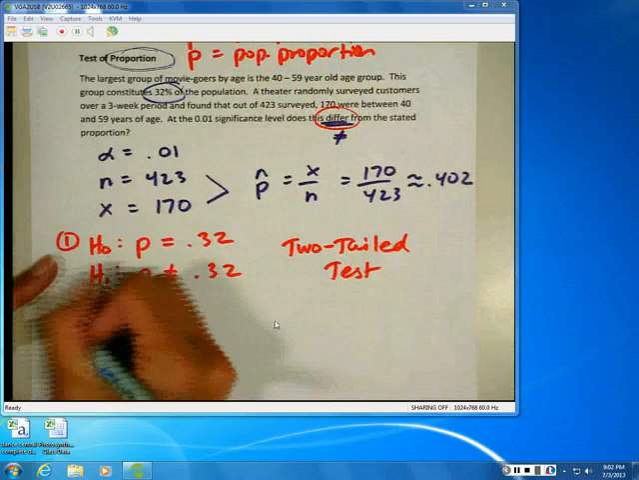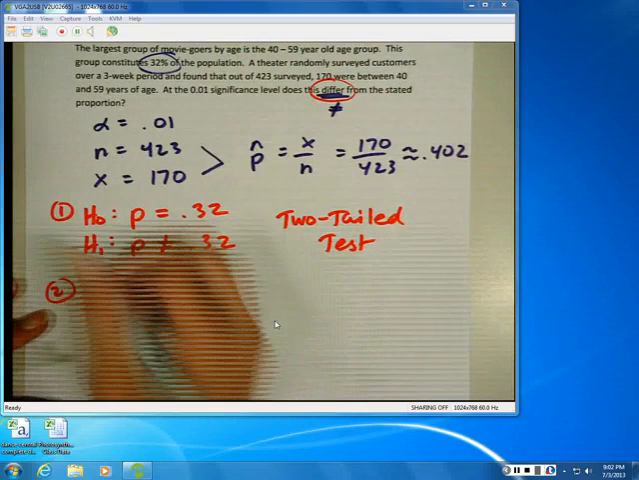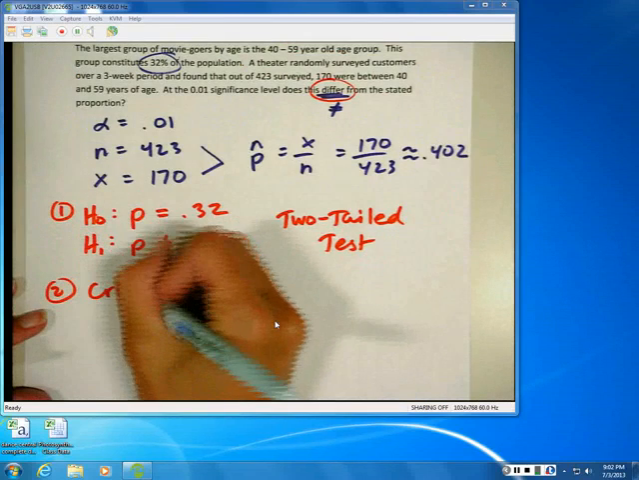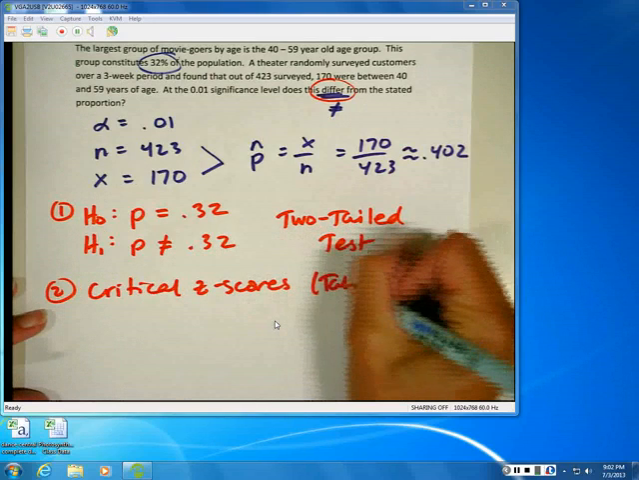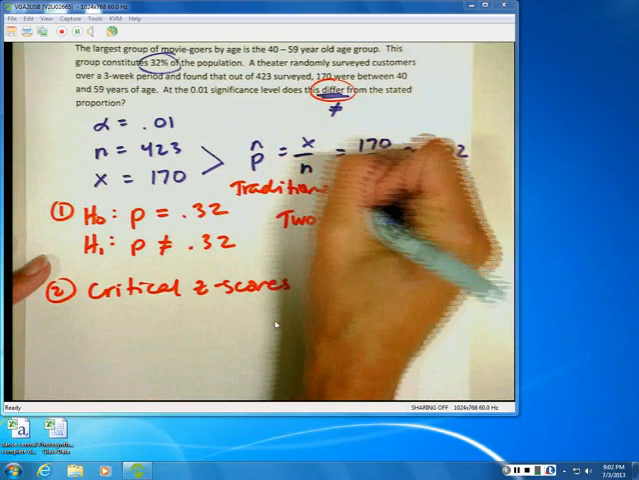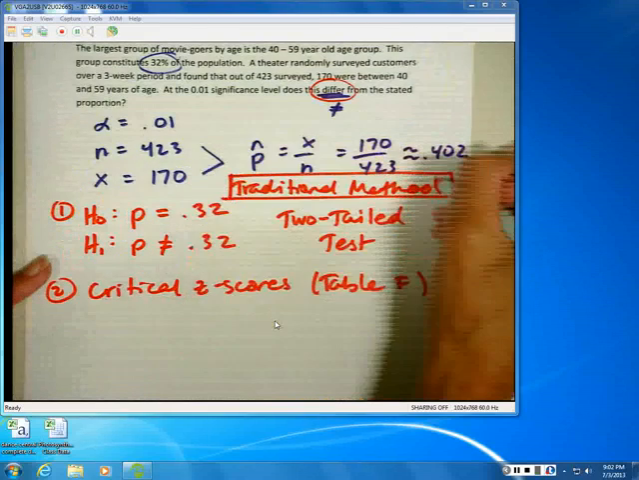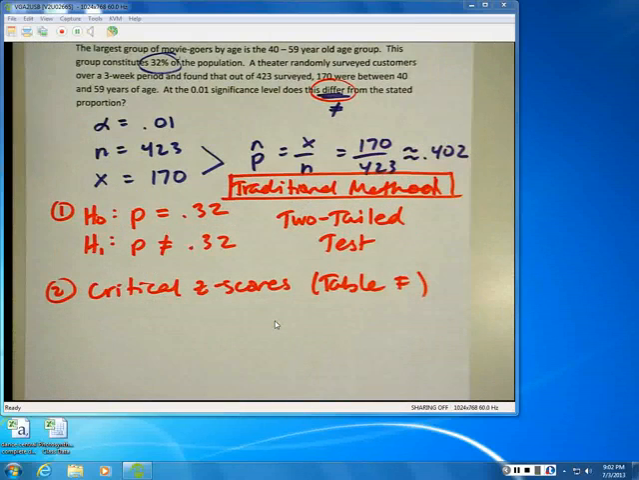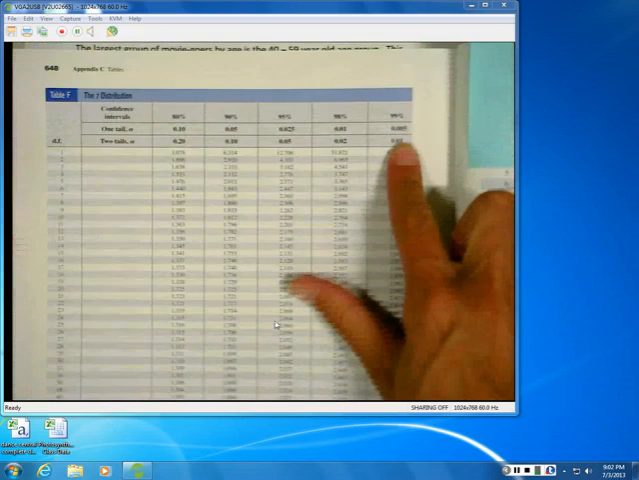Okay, step number 2. Let's do this one with the traditional method, so I'm going to be looking for some z-scores. Let's start by finding the critical z-scores. I'm going to use table F. Let me mark that this is traditional, and then we'll redo it, just the end of it anyway, with p-values at the end. So I need table F, and I'm looking at a two-tailed test with alpha equal to 0.01. So here's my table F.